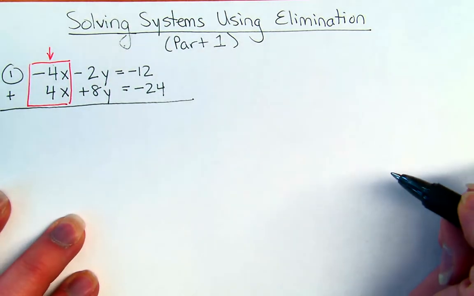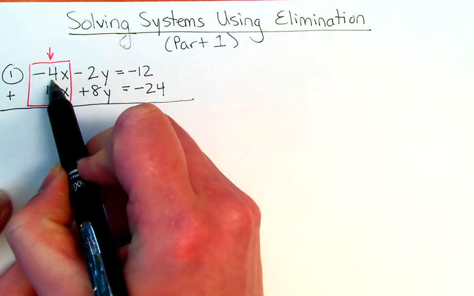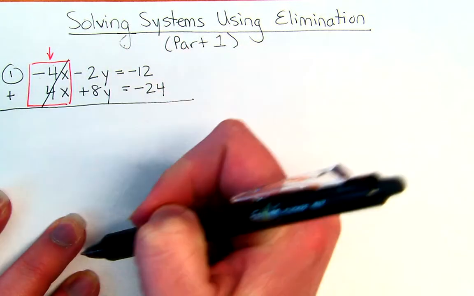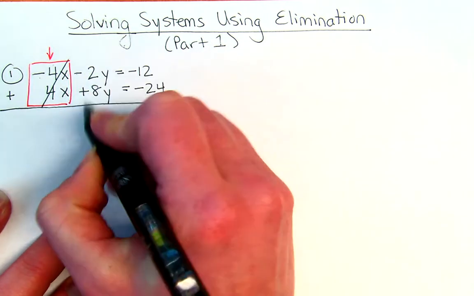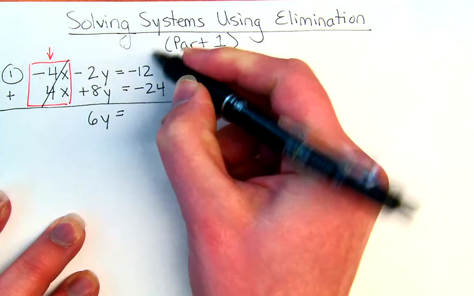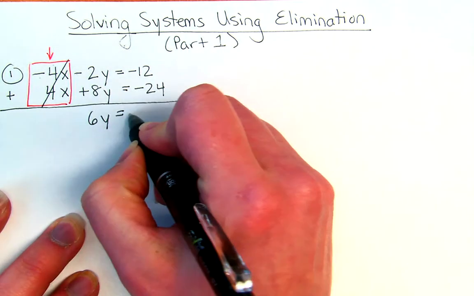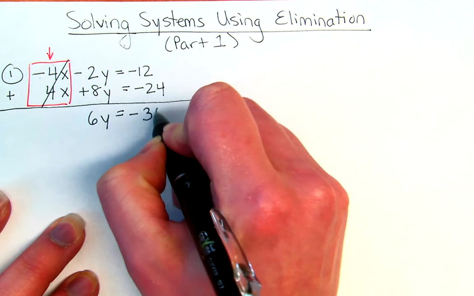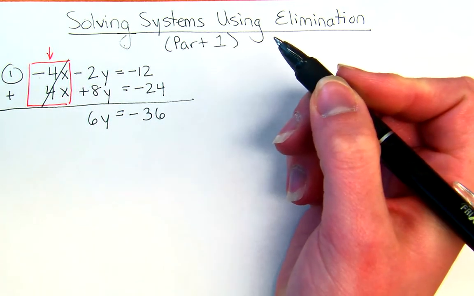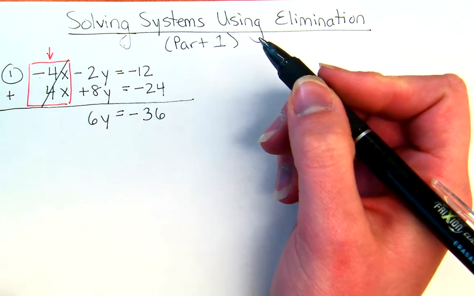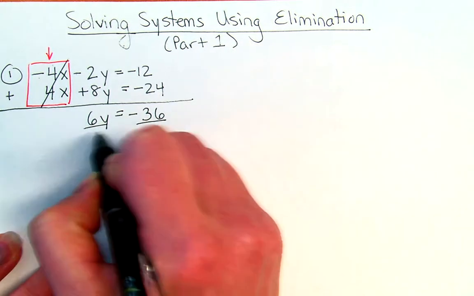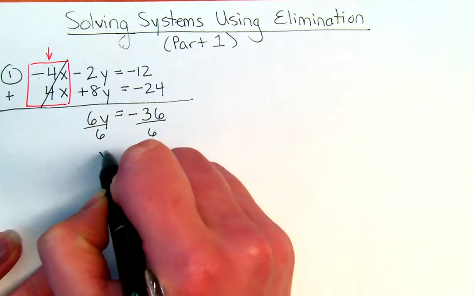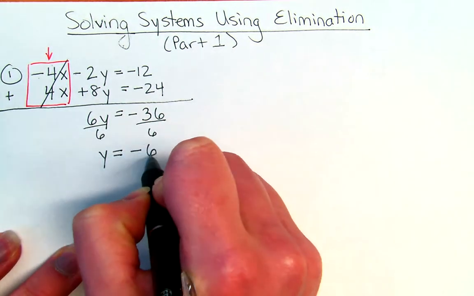So I'm going to start by adding the system together. Negative 4x plus 4x disappears. It eliminates. Then negative 2y plus 8y is 6y, and negative 12 minus 24 is negative 36. Okay, so now after I found the sum of the system, I'm going to continue to solve. That winds up meaning that I just have to divide by 6, and my y value is negative 6.